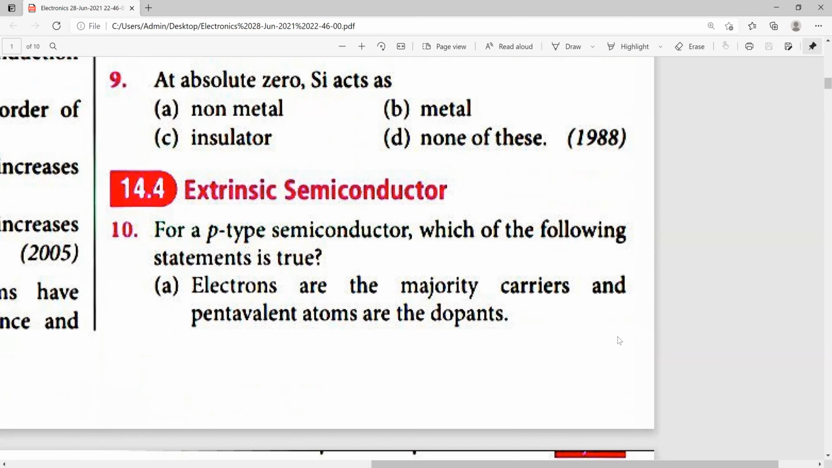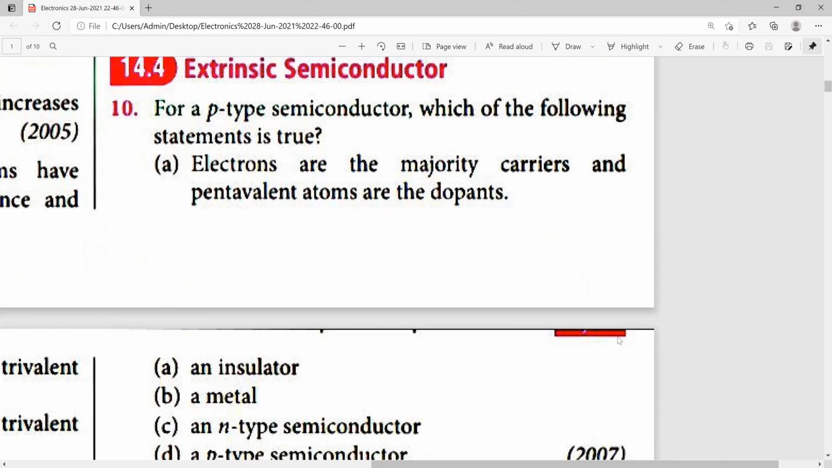Ninth one: at absolute zero, silicon acts as a non-metal, metal, insulator, or none of these. We know semiconductors are insulators at absolute zero. For the ninth one, C1 is the right answer, that is, insulator.